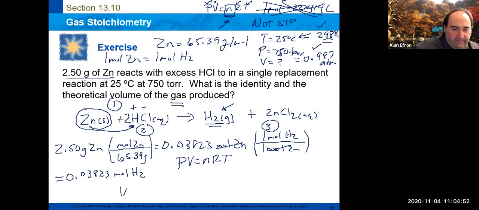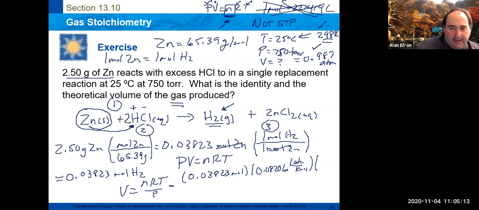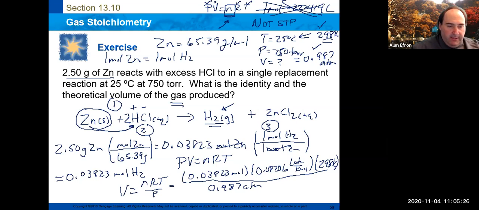So we're going to solve for V. V would be nRT divided by P. If we put the numbers in, we have 0.03823, our R, which is a constant, and our temperature here again is 298 Kelvin, all divided by our pressure, which was about 0.987 atmospheres. So if we punch all that in, let's see here.